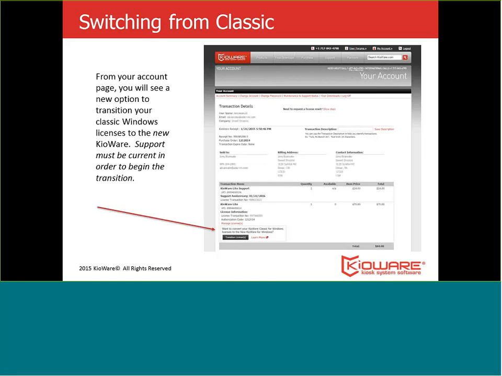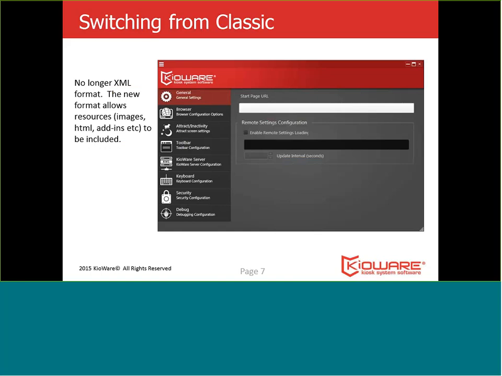So what's different other than the Chrome browser support? There's a few things that you'll notice when configuring the new KioWare for Windows. You'll no longer need to load settings from a file. All settings changes will be saved immediately. As usual, you'll be prompted to set your start page URL. Note that your existing KioWare Classic XML configurations will not work here. The new format will allow resources such as images, HTML files, add-ins, and more to be included or packaged into the configuration file itself. You'll no longer have to deploy your custom content manually.